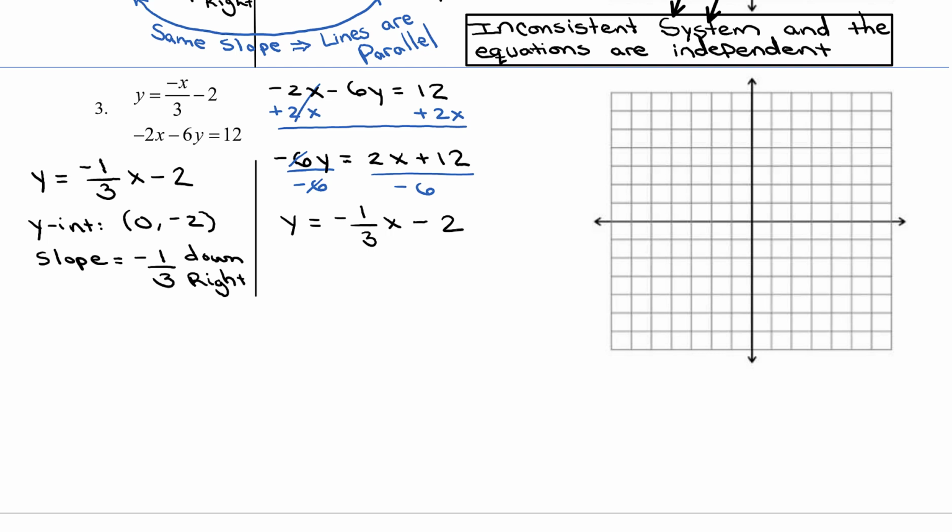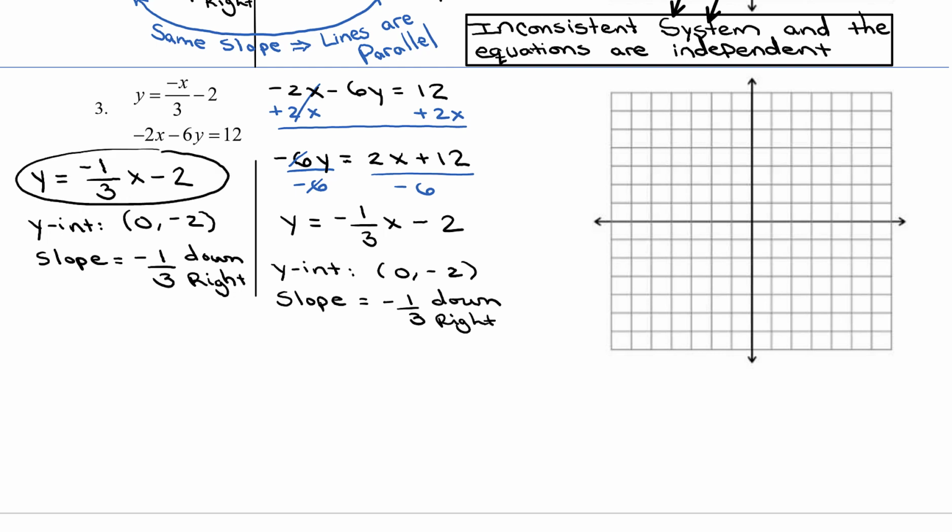So looking at this equation, I can see that the y-intercept is going to be (0, -2), and the slope is going to be -1/3, which is exactly the same thing I got from my first equation. So I will be going down 1 and to the right 3. Looking at the two equations in slope-intercept form, I can see they're both exactly the same, so I can tell that I'm drawing the exact same line for both of these. So we're just going to draw one line.